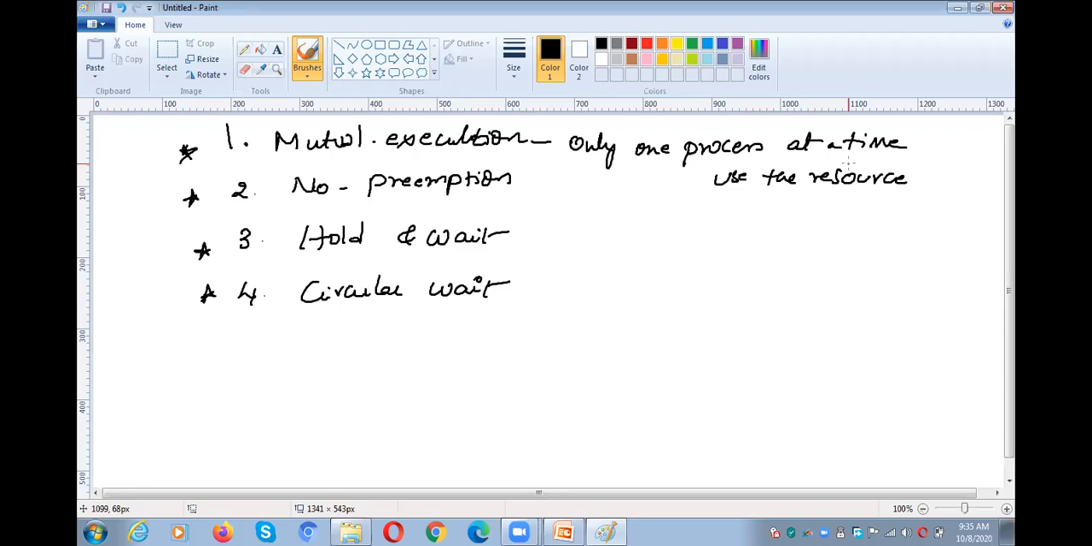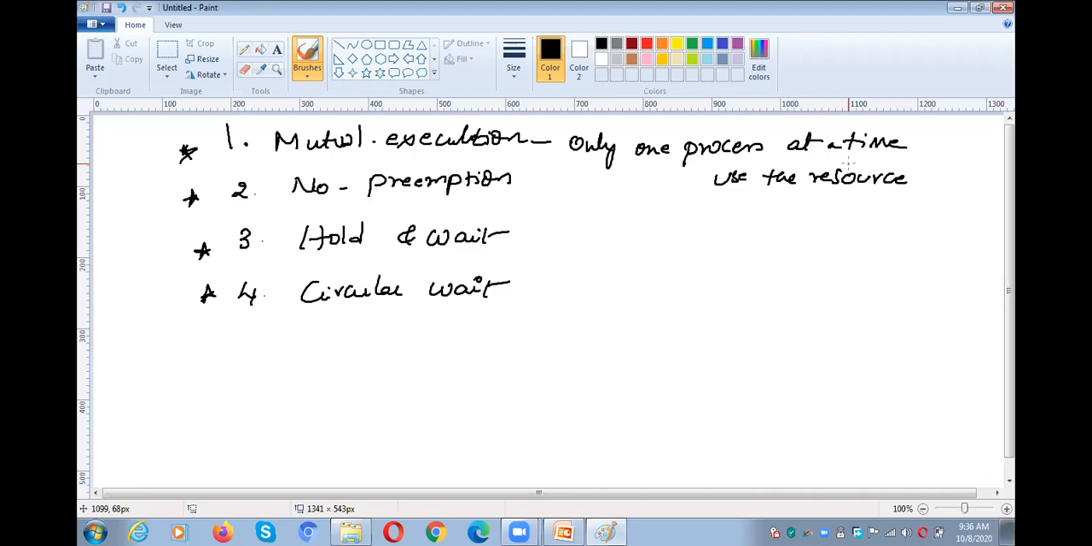And the next one is no preemption. What is no preemption? At the time of CPU scheduling algorithms, we had a discussion about preemption and no preemption algorithms. What is no preemption? No preemption means the process never releases the resource until the completion of its task.